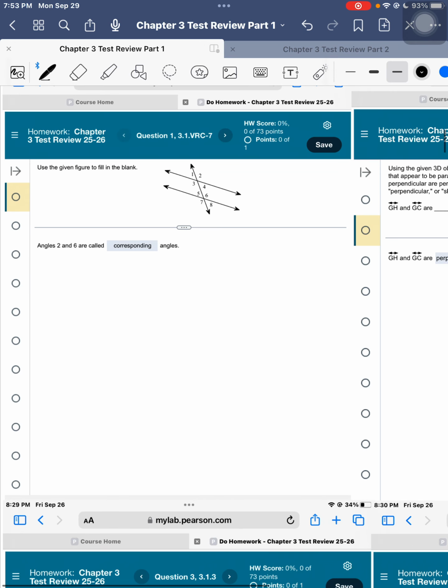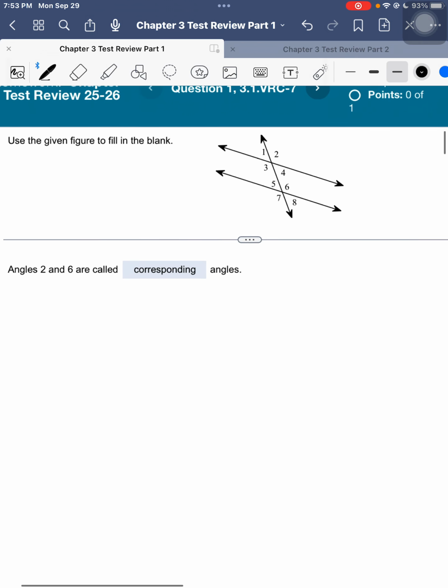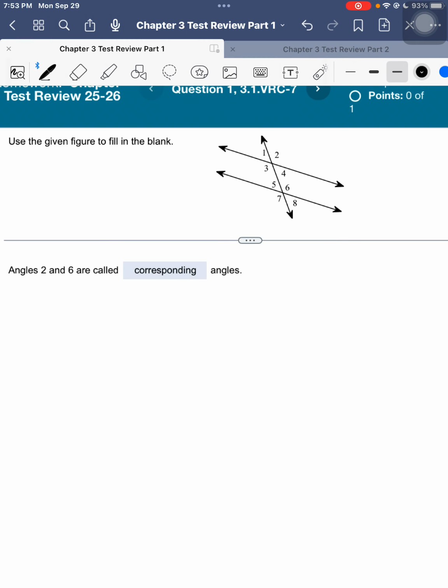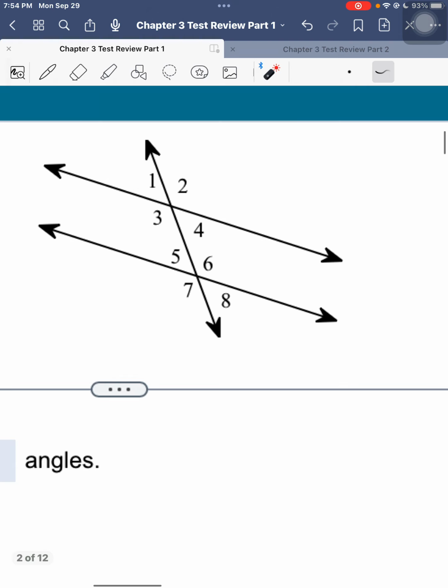Alright guys, so let's do the chapter 3 test review part 1. These are questions 1 through 41, I believe. So let's look at this first one. Use the given figure to fill in the blank. Angles 2 and 6, we can see here that they are the corresponding angles.